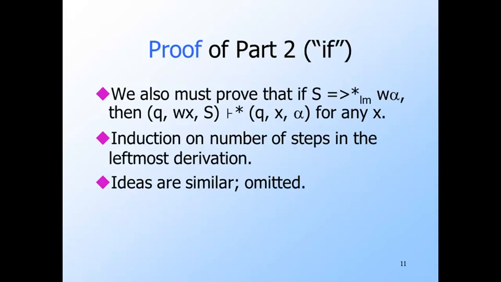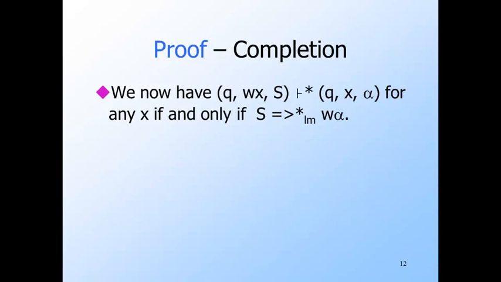We also should prove the converse, but we won't. That is, we need to show that if there's a leftmost derivation of W alpha, that is this, then P can consume W from its input with any unseen X following, and turn stack S into stack alpha. The proof is an induction on the number of steps of the derivation, but that's as far as we will take it. Assuming we complete the proof of the converse, we have the statement we set out to prove. P can consume W from its input with any X following, and turn stack S into stack alpha, if and only if G has a leftmost derivation of W alpha.